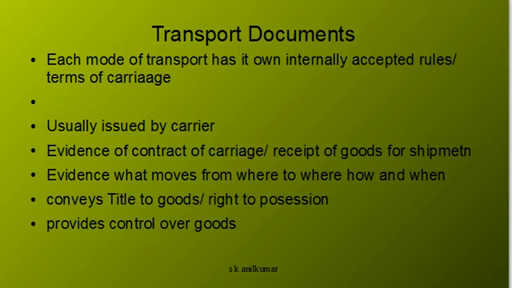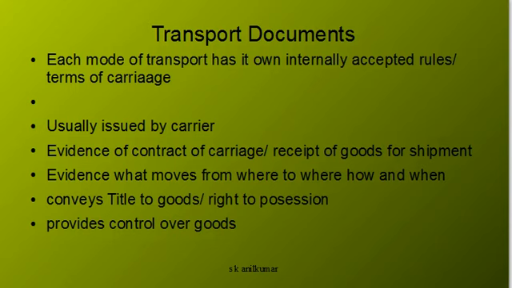Coming to transport documents, there are two types: one is quasi-negotiable and one is non-negotiable. Each mode of transport has its own internationally accepted rules and terms of carriage. Usually, transport documents are issued by the carrier, the shipping company, or the forwarding company, who acts on behalf of the shipping company to carry the goods from the inland point to the buyer's place. The transport document is evidence of the contract of carriage, evidence of receipt of goods for shipment, and evidence of what moves from where to where, how and when.